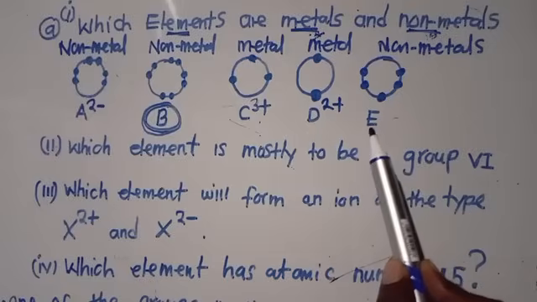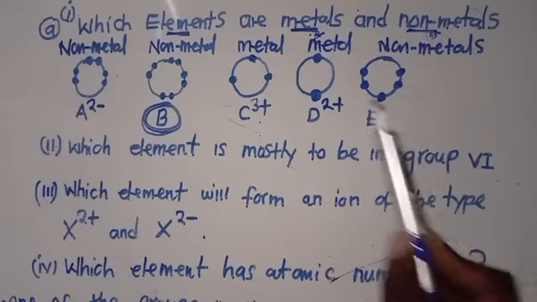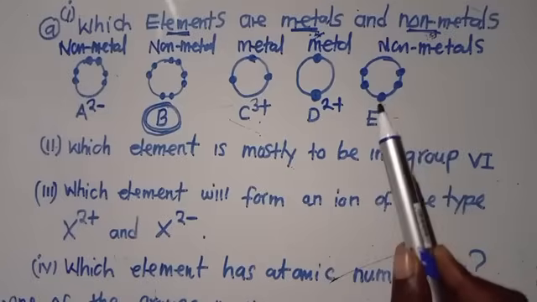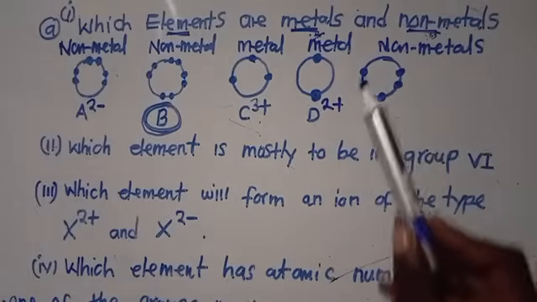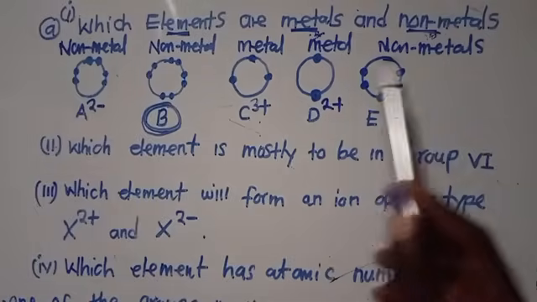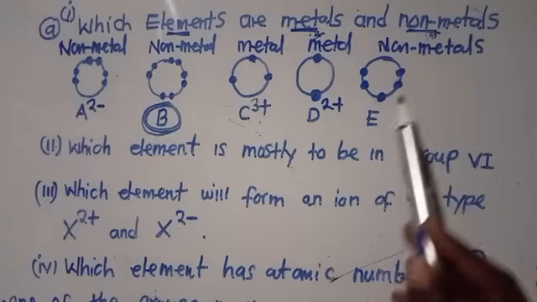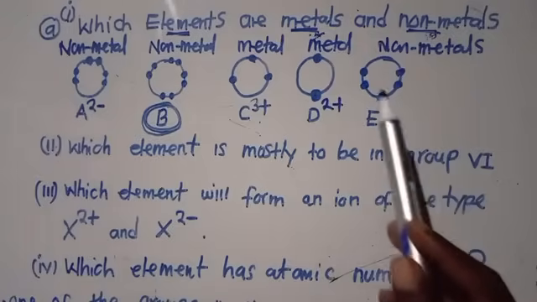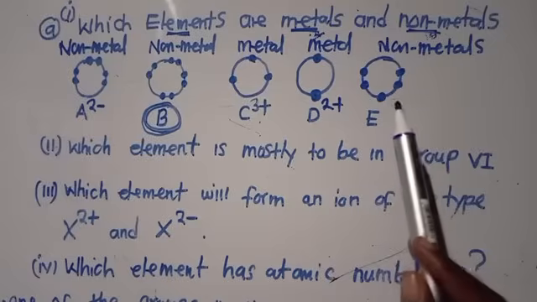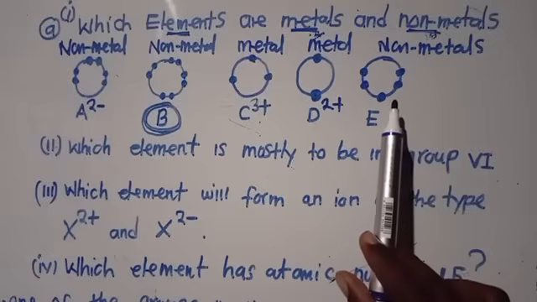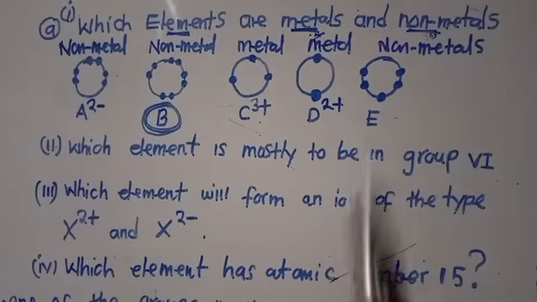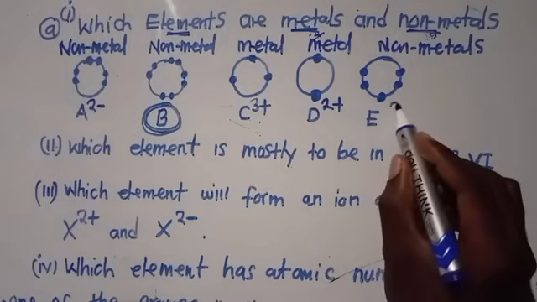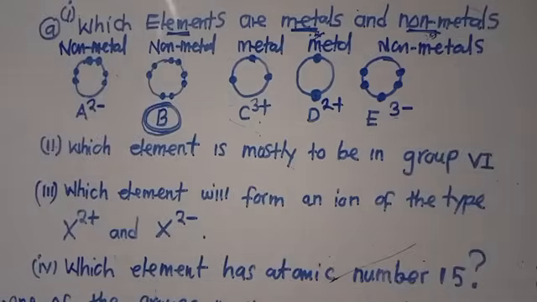Then we've got E here. What is the charge for this? Having 5 electrons in its outermost shell. What is the charge here? We are now on E. E is what? 3 minus. Have you seen? 3 minus. Hope we understand this.